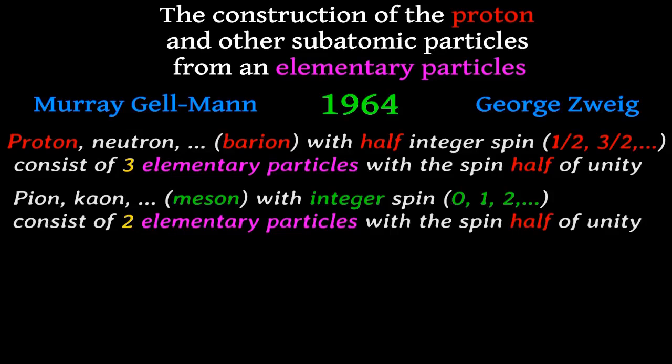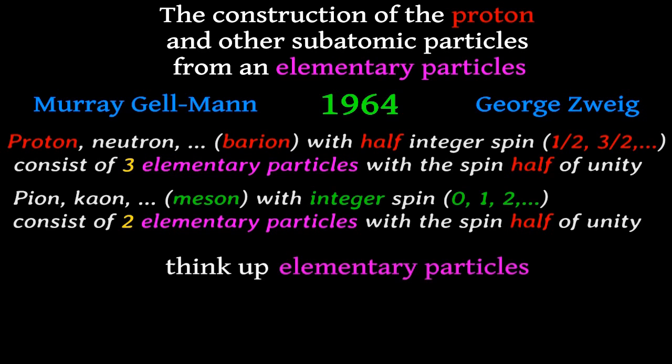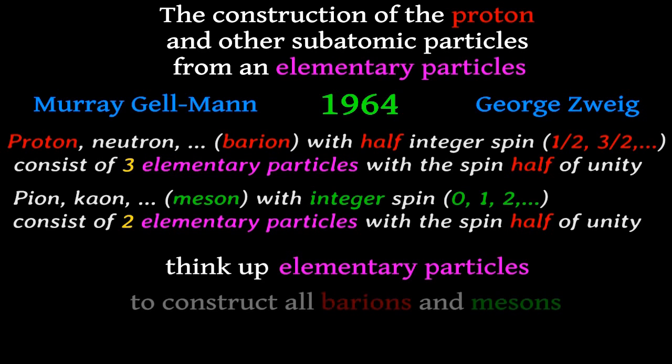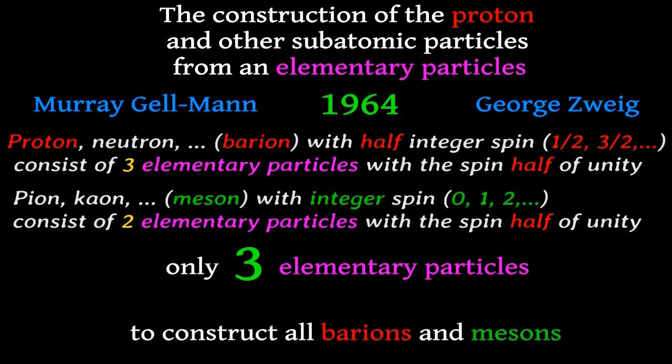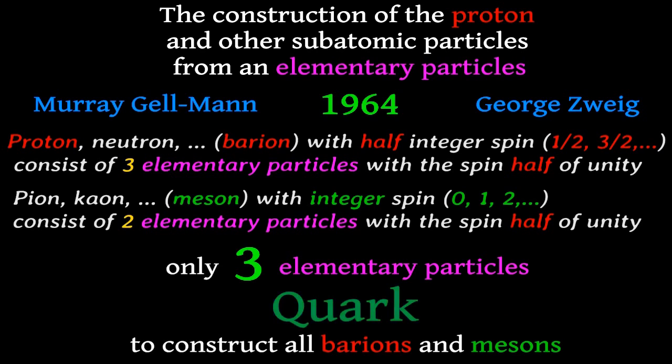So, the problem was the following: think out elementary particles with some internal properties, which can be used to construct all known particles. They introduced only three particles, which were called quarks by Gell-Mann, and constructed all the particles known at that moment, not only baryons, but also mesons.